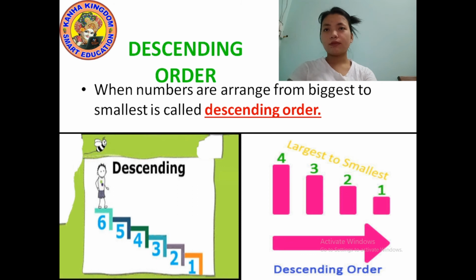Now see the first picture of descending order. See, the boy is going down the stairs. See, 6, 5, 4, 3, 2, 1. That means it's a picture of descending order. And the second picture is largest to smallest, 4, 3, 2, 1. That means descending order. When numbers are arranged from biggest to smallest, we say that the numbers are in descending order.